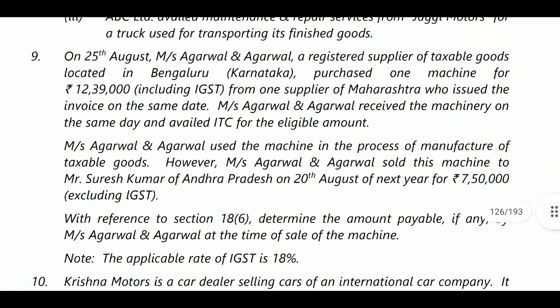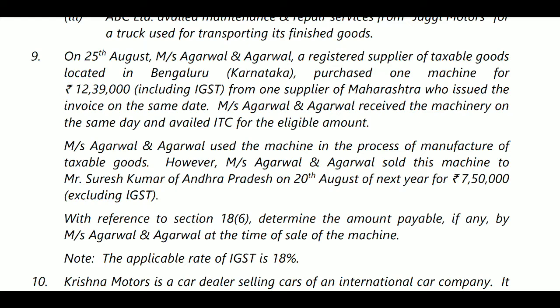Next, the ninth question. What is there in the ninth question? In the ninth question, they explain that on 25th August, Mrs. Agrawal, a registered person of taxable goods located in Bangalore, purchased one machine for 12,39,000, inclusive of IGST, from one supplier of Maharashtra who issued the invoice on the same date. Okay, he purchased one machine and the invoice was issued. Mrs. Agrawal put that machine to use the same day and availed the ITC of the eligible amount. So the machine was taken and ITC was claimed.